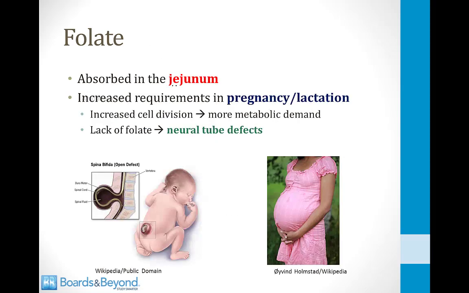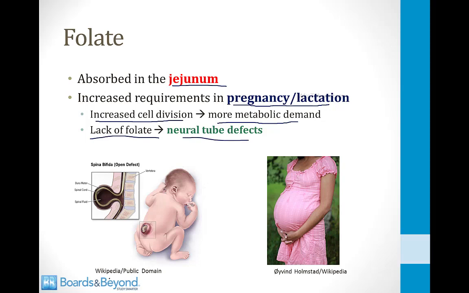Folate is absorbed in the jejunum. This is where most of the water-soluble vitamins are absorbed, and you should know that there are increased requirements for this vitamin in pregnancy and lactation. In both of these settings, there's increased cell division. This means there's more metabolic demand and you need more DNA and more thymidine. And very importantly, the lack of folate in pregnant women can lead to neural tube defects.